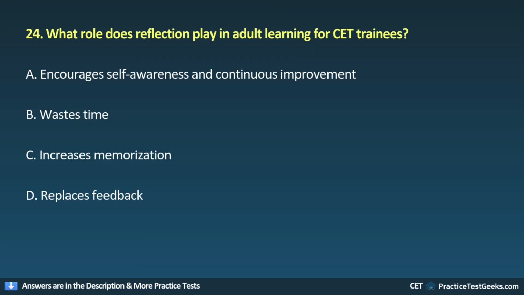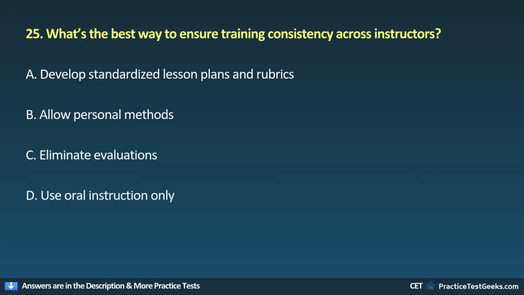24. What role does reflection play in adult learning for CET trainees? A. Encourages self-awareness and continuous improvement. B. Wastes time. C. Increases memorization. D. Replaces feedback.